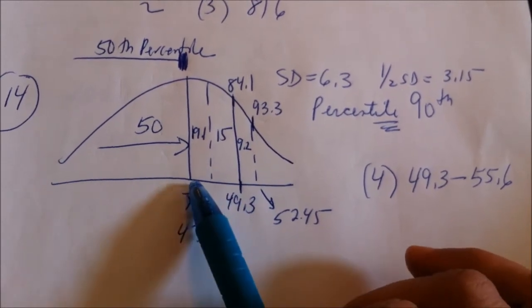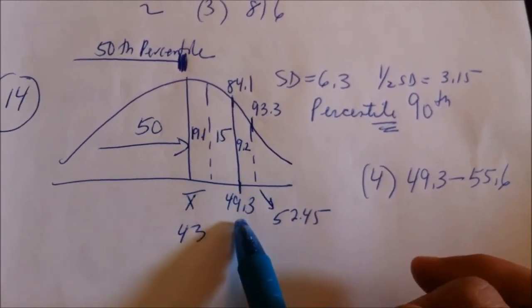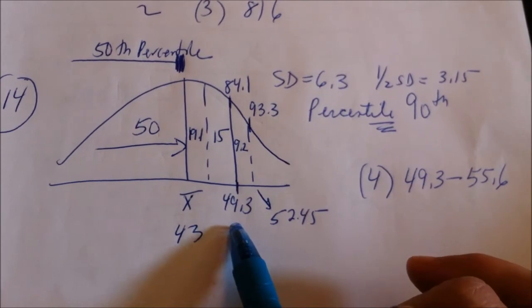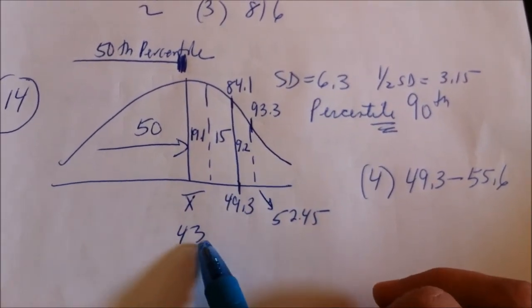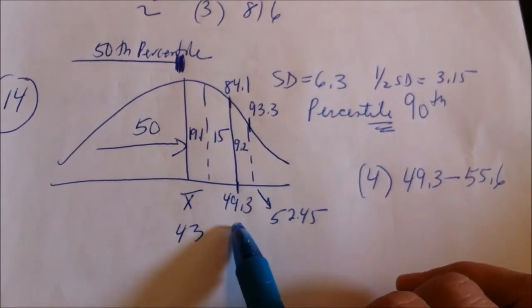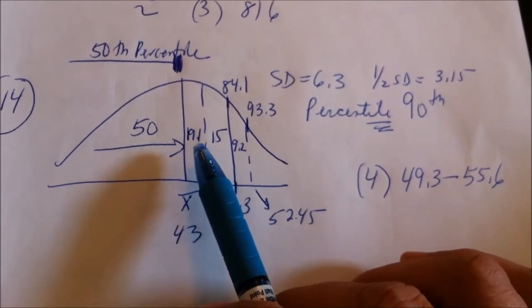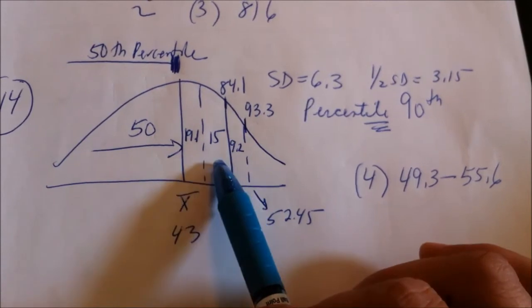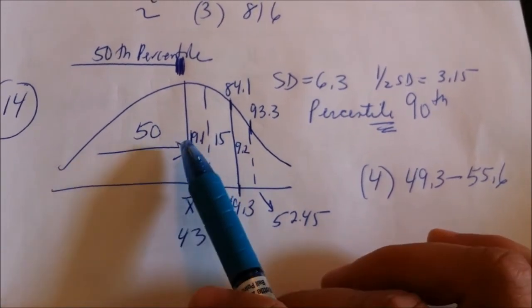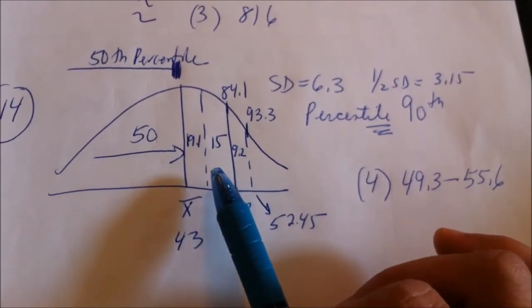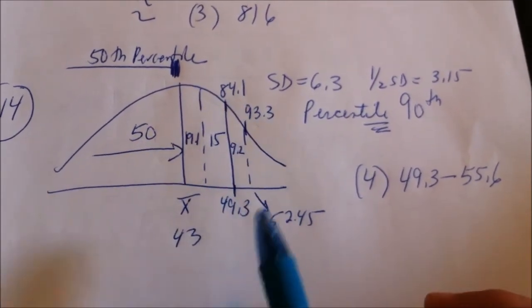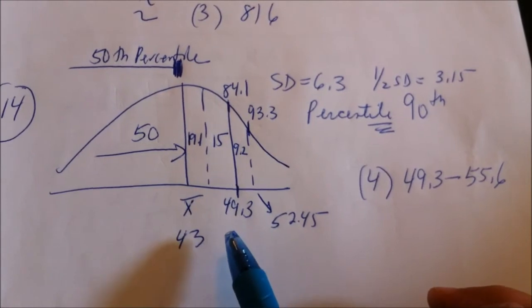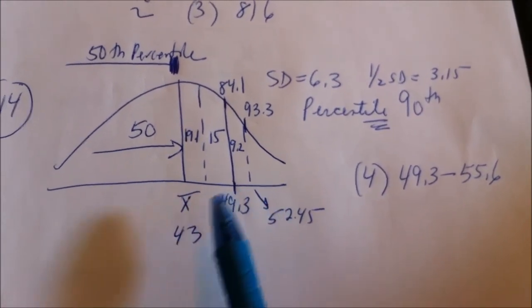So you can see here at 43 it's 50. One to the right would bring me to 49.3 because the standard deviation is 6.3. So I do the 43 plus the 6.3 to get my 49.3. Now those percentages are 19.1 and 15. So when I add up the 50, the 19.1, and the 15, that brings me to approximately the 84th percentile, 84.1. So 90 is going to be a little bit to the right.